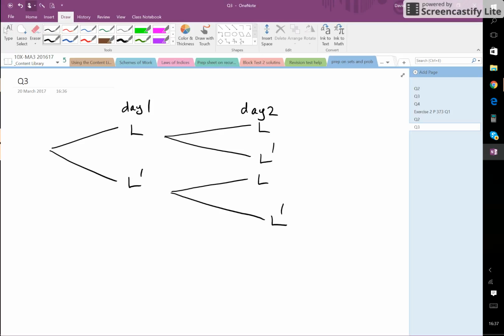And it says the probability that a school bus is late is 0.6 if it was late the day before. So this is late the day before here, right? And if it's late again, then this is 0.6. So this arm here is going to be 0.6. So this is late given the fact that it was late the day before. So this value here is 0.6.